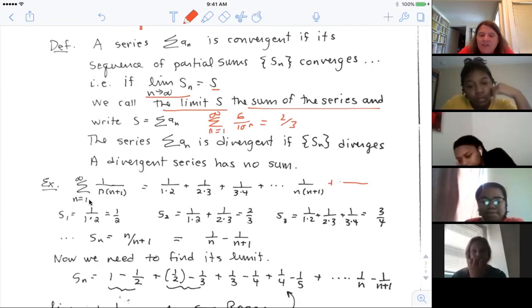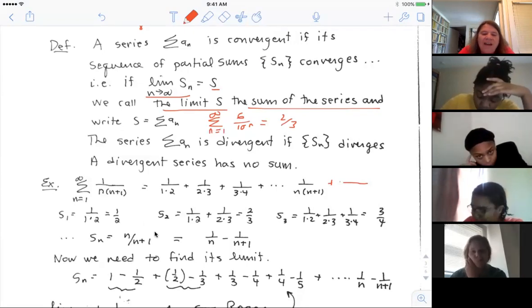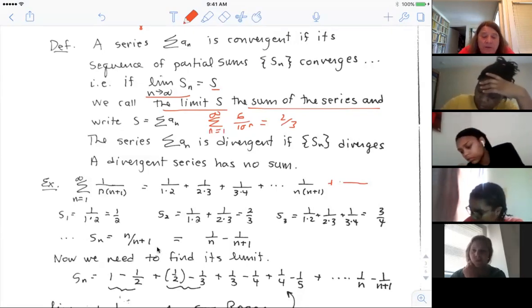Okay. So anyway, if you look at the pattern, it looks like that. For instance, the second one is 2 over 1 more. The third one is 3 over 1 more. So I'm going to say that the nth one is n over 1 more. And 1 more means you're just going to add 1 to n.